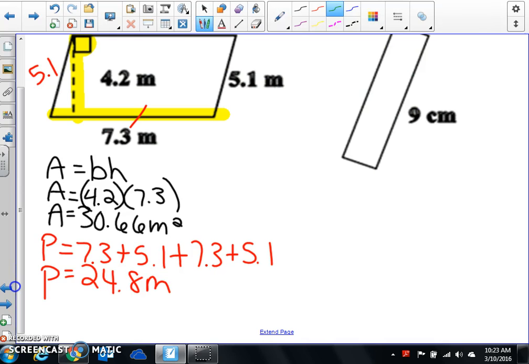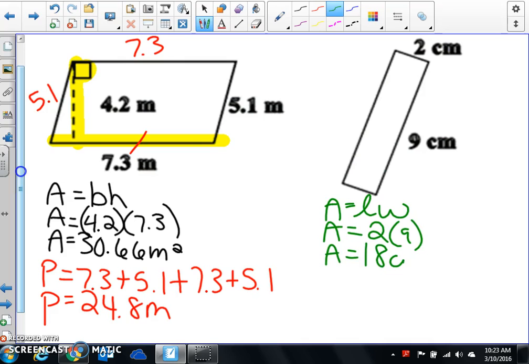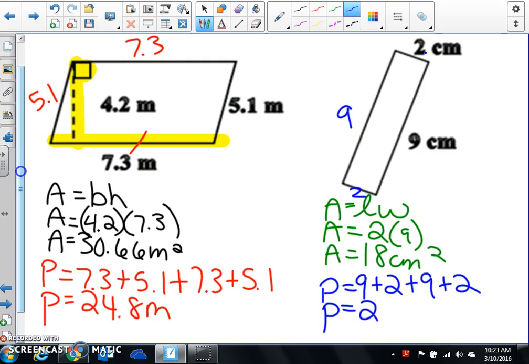And then over here, it's a good old rectangle, even though it looks a little weird. So the area of a rectangle is length times width. Area equals 2 times 9, which is 18 centimeters squared. And our perimeter is we add up all the sides. If that's 9, this is 9. If that's 2, this is 2. So 9 plus 2 plus 9 plus 2. And that should give us 22 centimeters.